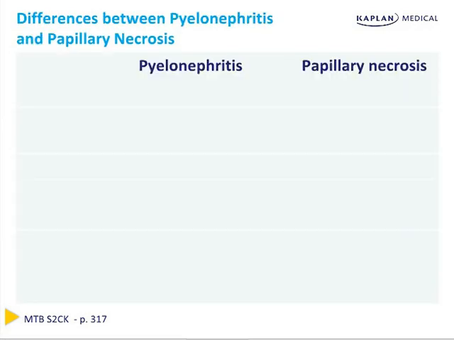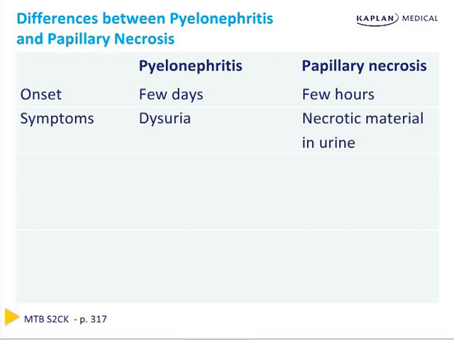To review, let's go over the key differences between pyelonephritis and papillary necrosis. In terms of onset, pyelonephritis is a little more insidious. Patients will notice the symptoms coming on over a few days. In papillary necrosis, it's more acute in onset. Typically, the patients will notice symptoms over the course of a few hours. So what about those symptoms themselves? We've said they're similar, that's why it's sometimes tricky to tell them apart.